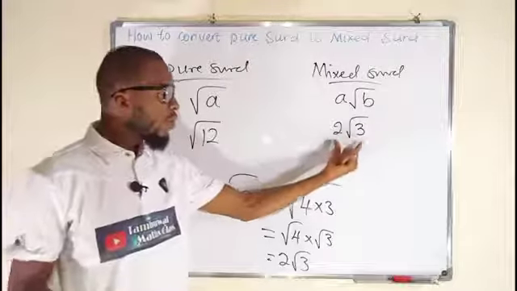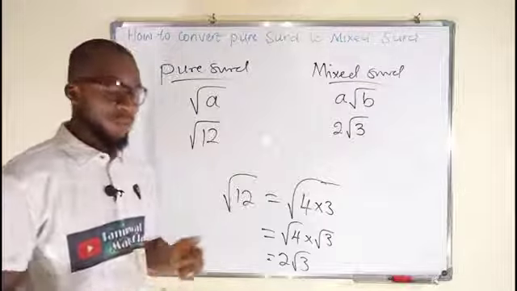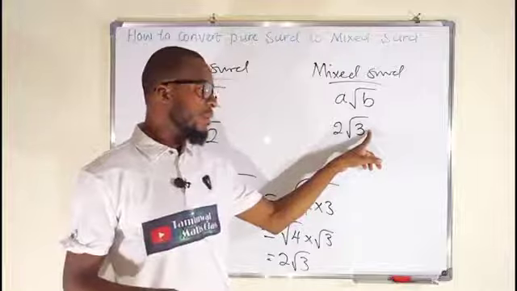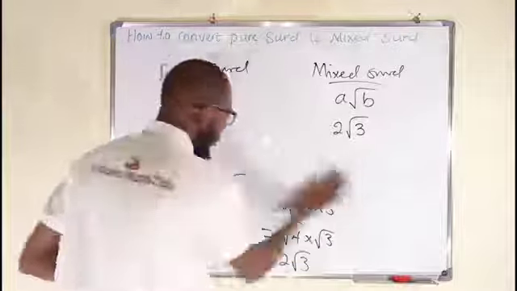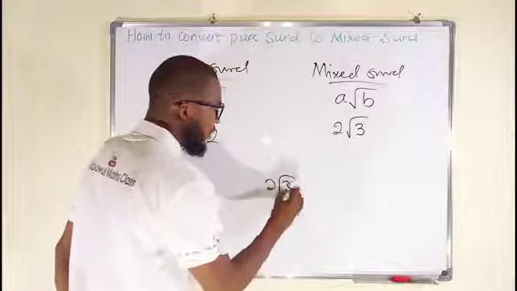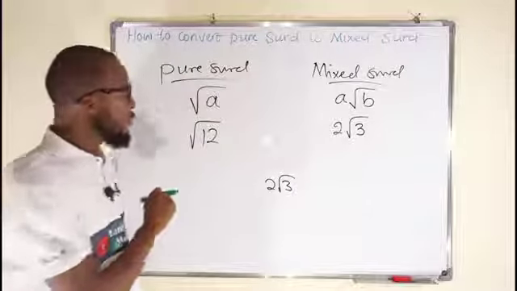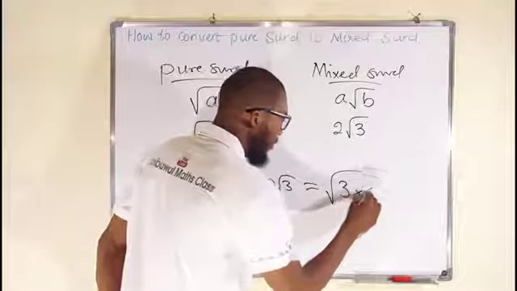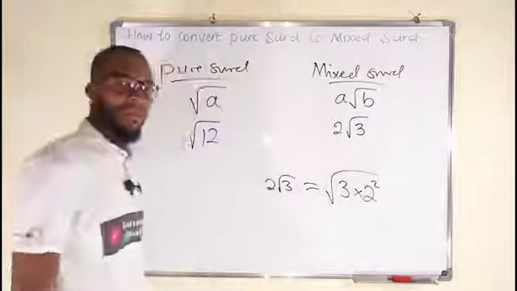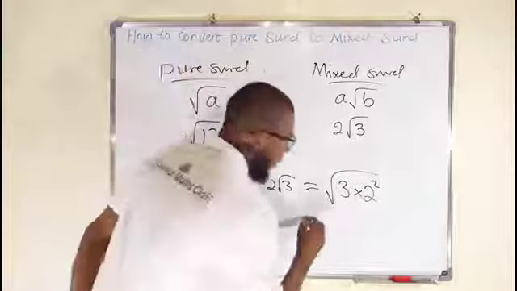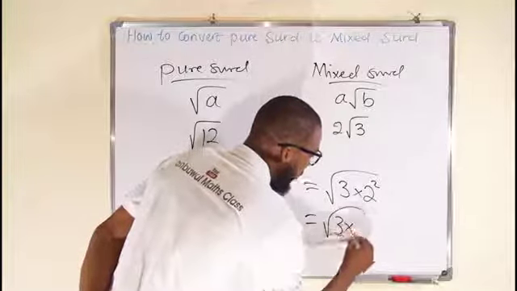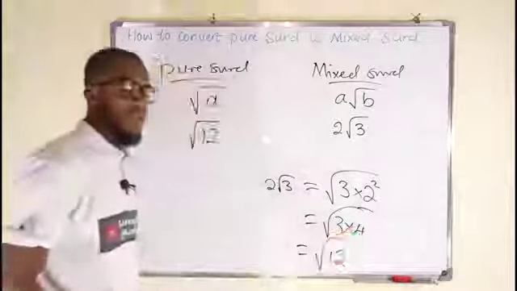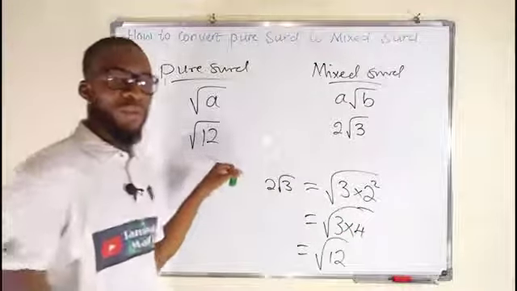So what about if we want to convert this back to its pure surd? It is as simple as taking this 2 inside the radical sign and square it and simplify. 2 root 3, we want to convert it back into its pure surd. This is the same thing as saying this 3 multiplied by this 2 outside, but you have to square it. This is equal to root 3 multiplied by 4, because 2 power 2 is 4. And finally, this is equal to root 12. Back to its original form.